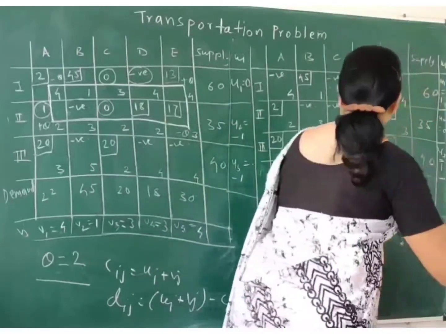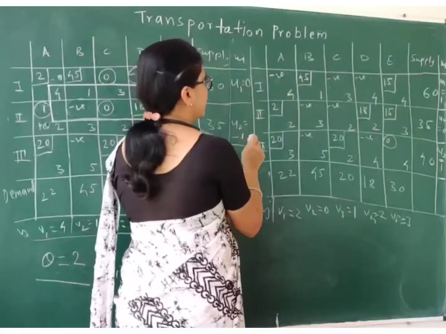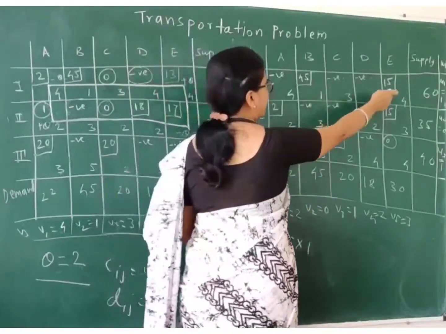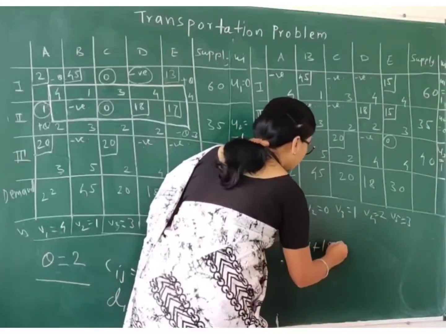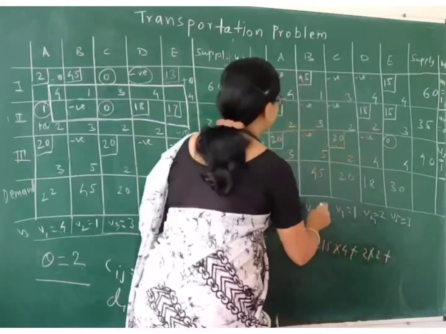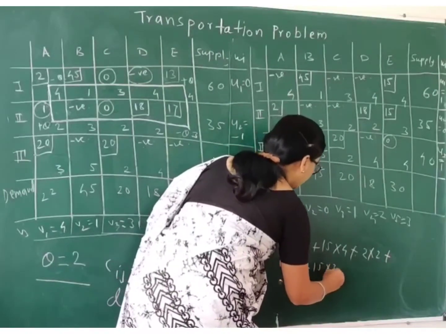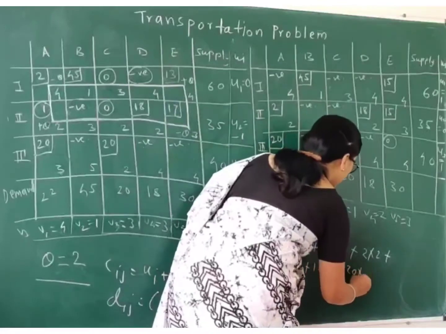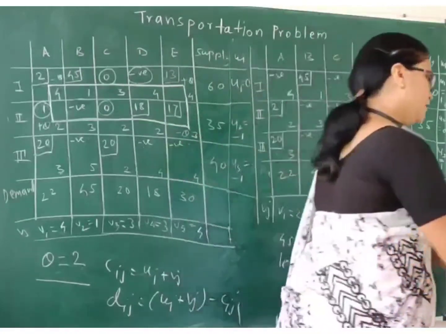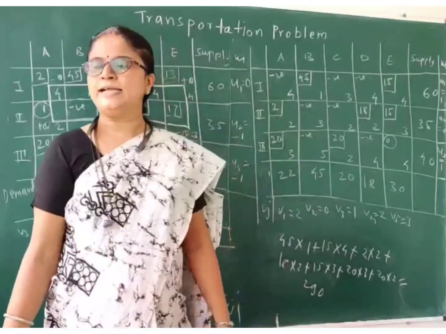So what is the transportation cost for this problem? Let me find the transportation cost by multiplying these two values, that is 45 into 1, plus 15 into 4, plus 2 into 2, plus 18 into 2, plus 15 into 3, plus 20 into 3, plus 20 into 2, and the value for this is 290.